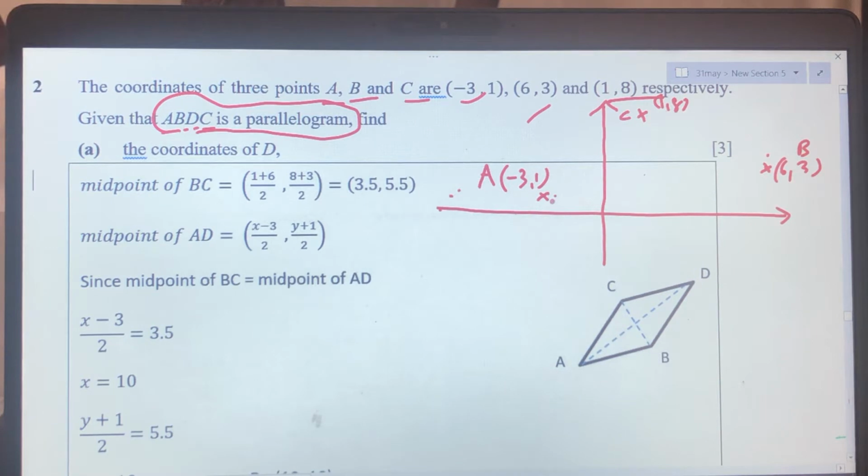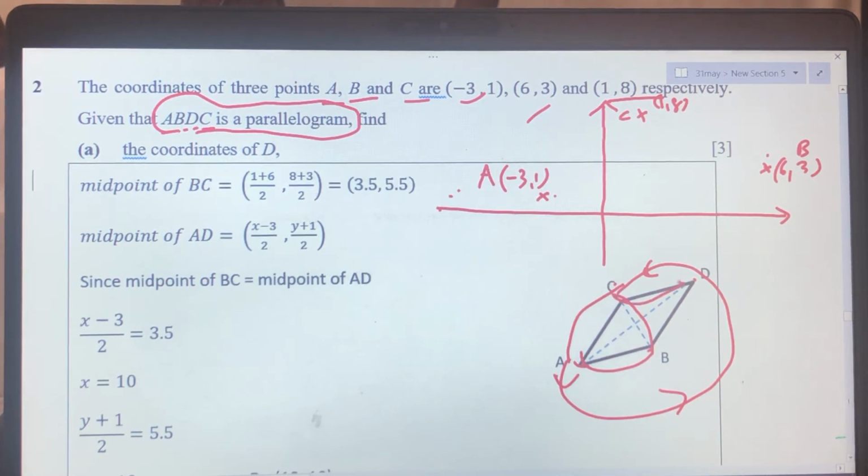So many of you label it as A, B, C, and D. No. Because the question says A, B, D, C. So D should come before C. And if you remember, when you label quadrilaterals or triangles, it must be in a cyclic fashion. It can go anti-clockwise, it can go clockwise, but it must be in a cyclic fashion. Meaning here, here, here, here. You cannot jump from here, then jump here, then jump there. You've got to go in a cyclic fashion. So that is what you need to take note of.